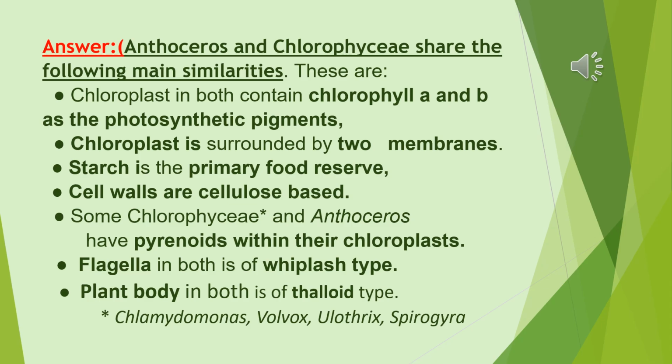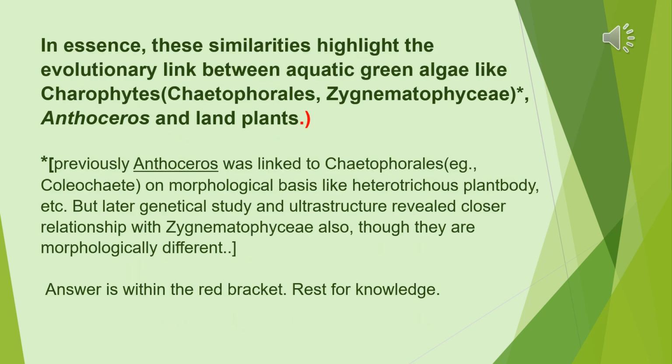Now what do we mean by thalloid type? That means that the plant body, the tissue of the plant body, is not differentiated. It's just a thallus structure. Now these are the key similarities between Chlorophyceae and Anthoceros. In a sense, these similarities highlight the evolutionary link between aquatic green algae like charophytes, Anthoceros and land plants.